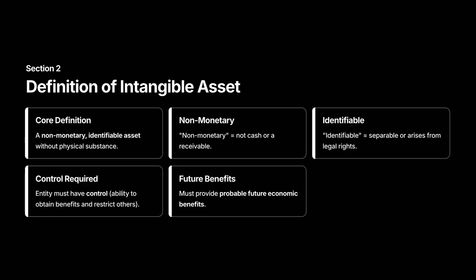The entity must also have control, meaning it has the power to derive benefits and stop others from using it. Finally, the asset must offer probable future economic benefits such as revenue generation or cost reduction. In essence, if it's non-physical but controlled, identifiable, and beneficial, it can qualify as an intangible asset.